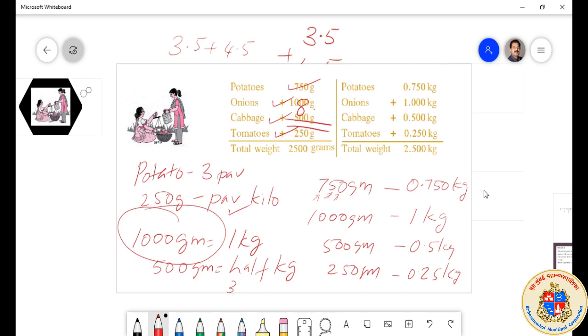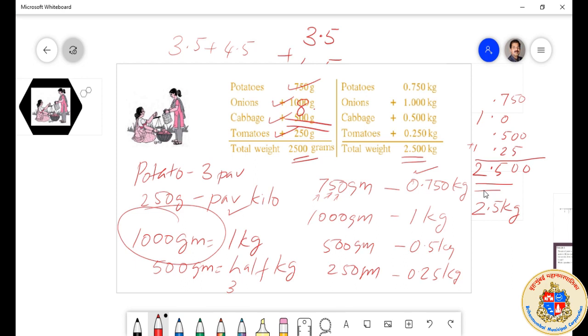Now, to write the answer, we have to add all this. How will we add? 0.750 plus 1, the 1 comes here, the point is here, then 0.50, you can put as many zeros as you want, and 0.25. When we add this, 5 plus 5 is 10, then 3 plus 7 is 10, 8 plus 7 is 15, and 1 plus 1 is 2. So this is 2.5 kilogram. This is what is written here: 2500 gram is equal to 2.5 kilogram. That is in the case of kilogram, and likewise liter, that is measurement of volume.